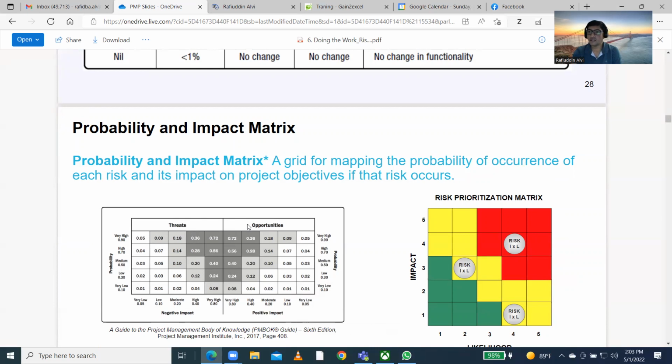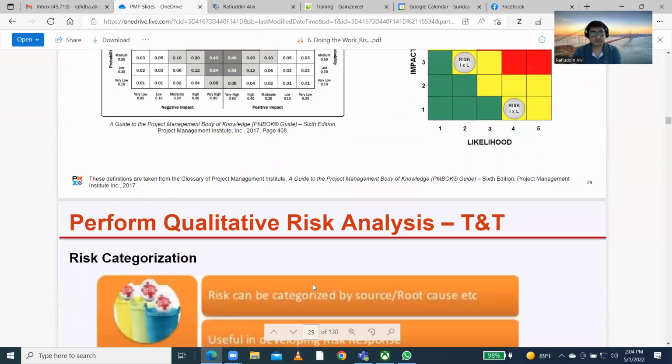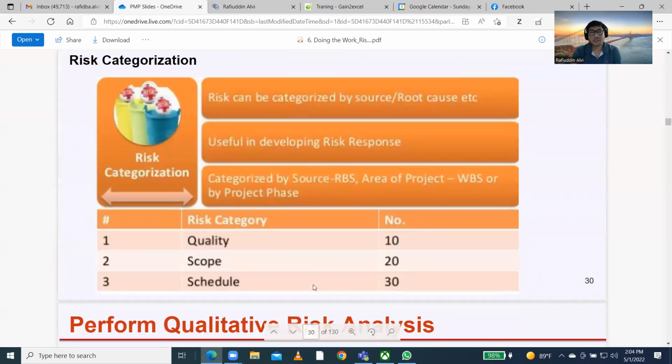What they will sometimes ask in the exam is they will leave this part blank and ask you what this is. Because this is from the PMBOK guide, they will remove this one, and in the options they will mention some points. So you just need to choose that one. That's it.